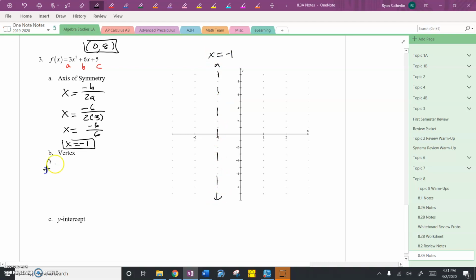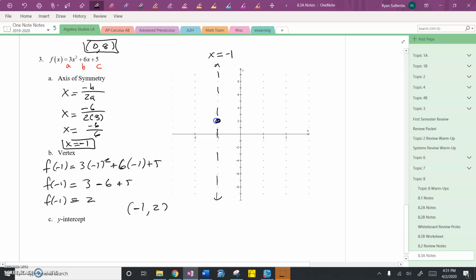Now to get the y-coordinate of the vertex, because we know the x-coordinate is negative 1 already, I plug negative 1 everywhere I see an x in my function. So that gives me 3 minus 6 plus 5. And so I believe 3 minus 6 is negative 3. Plus 5 would be 2. So I get that the y-coordinate of the vertex is at 2. This is a parabola that opens up because a is positive 3.